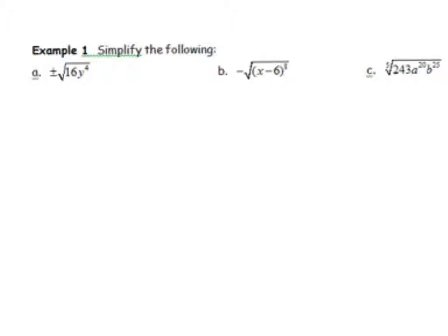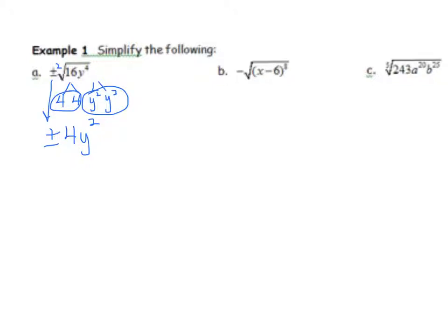So we can also do this with variables. So I have plus or minus the square root of 16y to the fourth. So I can factor this and realize that it's a square root because there's no number there, and take them in groups. And so the answer to this would be 4y squared, and then put a plus or minus out in front because that stays with it.